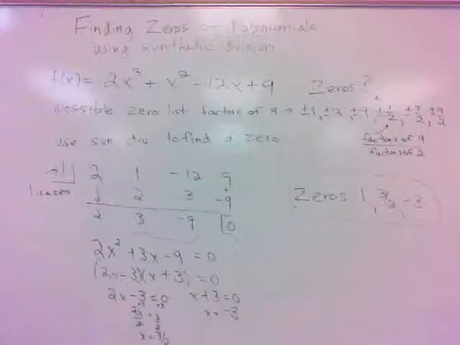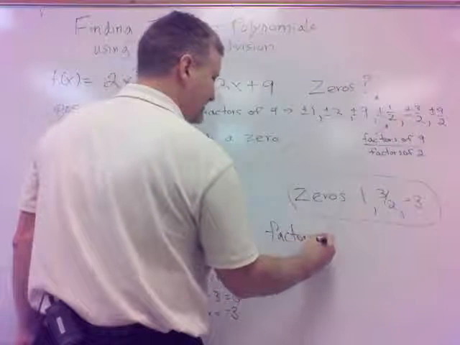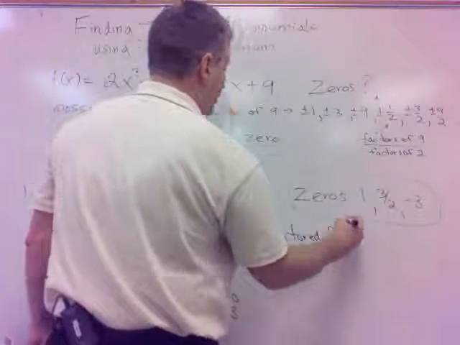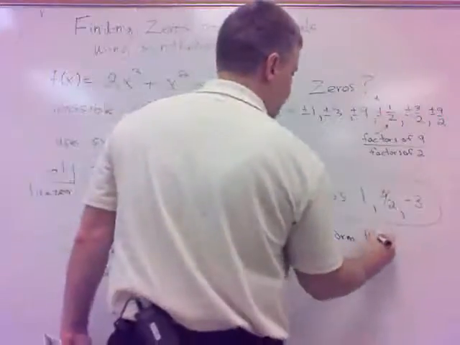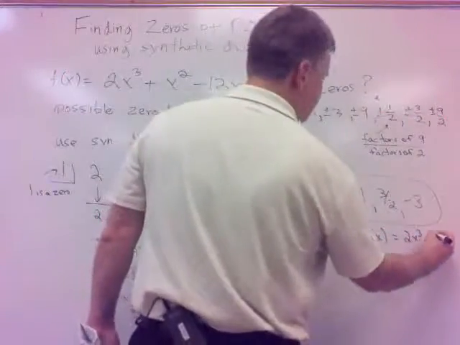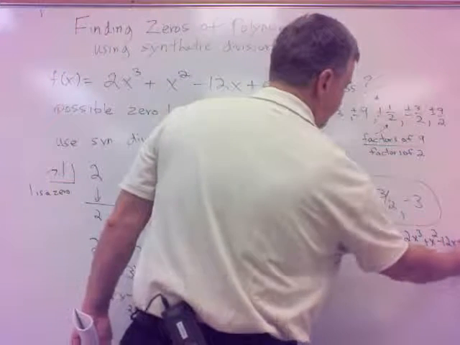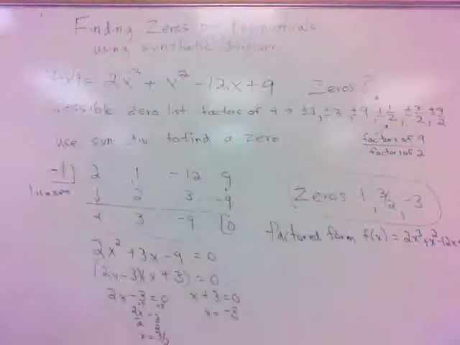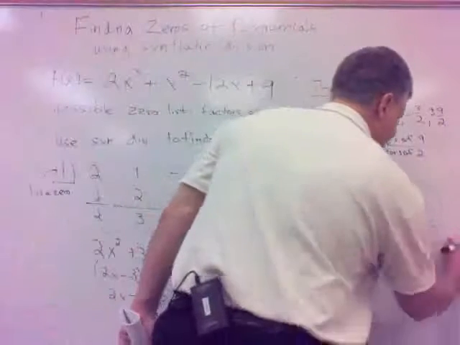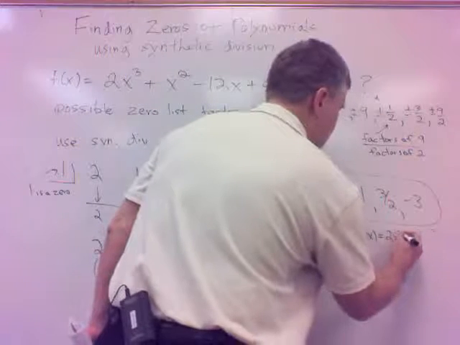Okay? All right, now, if I also ask, which I probably will, what's the factored form of the original polynomial 2x cubed plus x squared minus 12x plus 9? Could you do that?